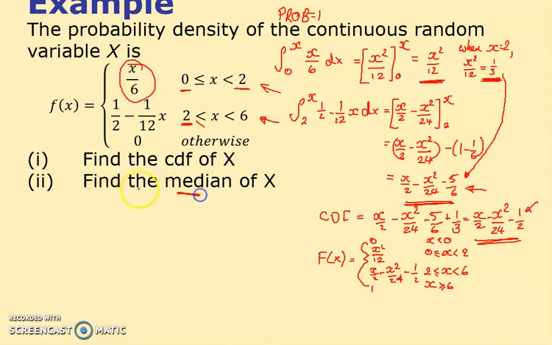Now, what's the median of f of x? The lovely thing about this is, having found the F of x, find the section you think it's in.